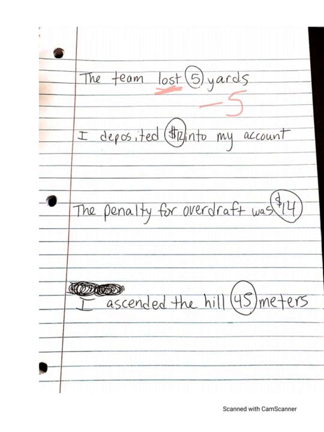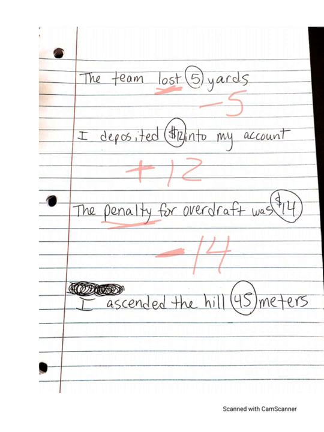If you deposit $12 into your account, you're going to add money into that account. So it'll be positive 12. The penalty for overdrafting was $14. If you take money out of your account and you don't have that money in your account, there's a penalty from the bank. So that's going to take away more money from you, and that'll be -14.